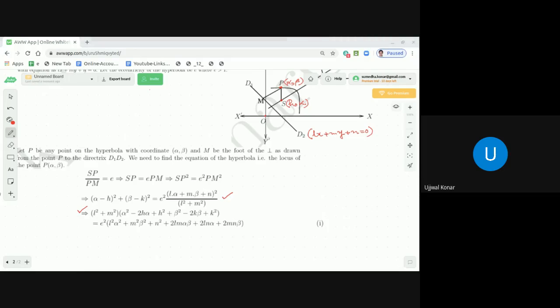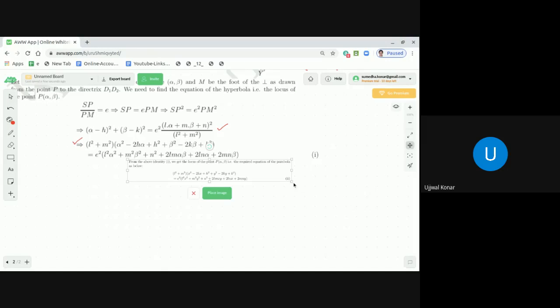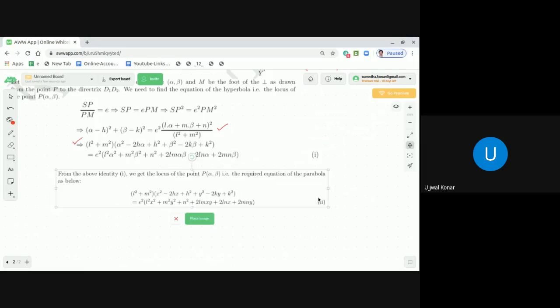Now, dear students, we can rearrange that equation 1, and we get the required equation of the hyperbola, just by replacing alpha by x and beta by y. We get the equation of the hyperbola something like this. Let me first show it to you. So this is the way we derive the general equation of the hyperbola.